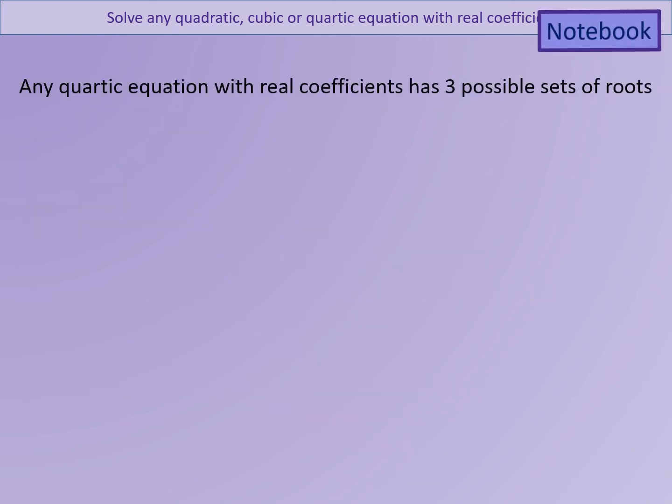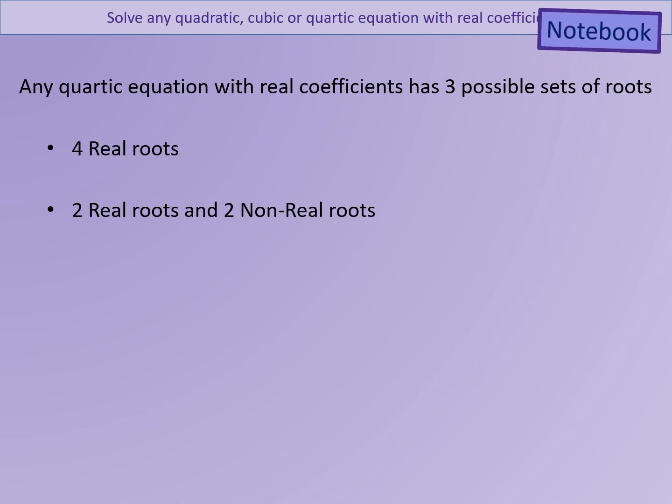So here are some notes just for your notebook. First of all, any quartic equation, that's power 4, that has real coefficients, has three possible sets of roots. Either all four of its roots will be real, which means it will cross the x-axis 4 times if you draw the graph.